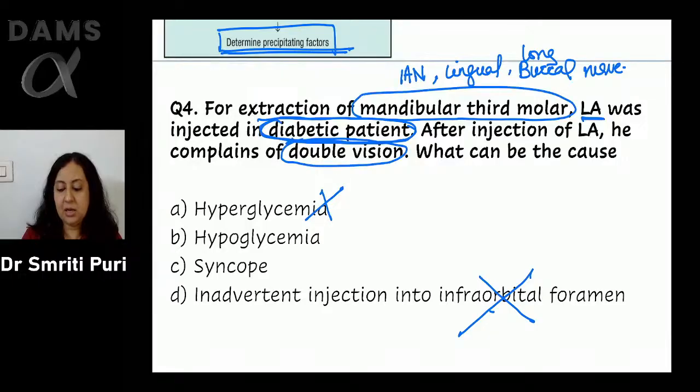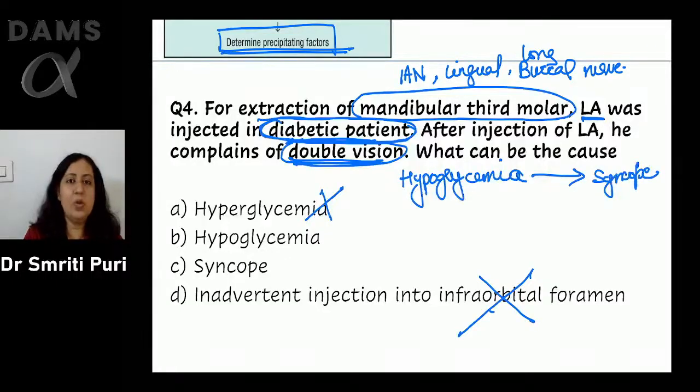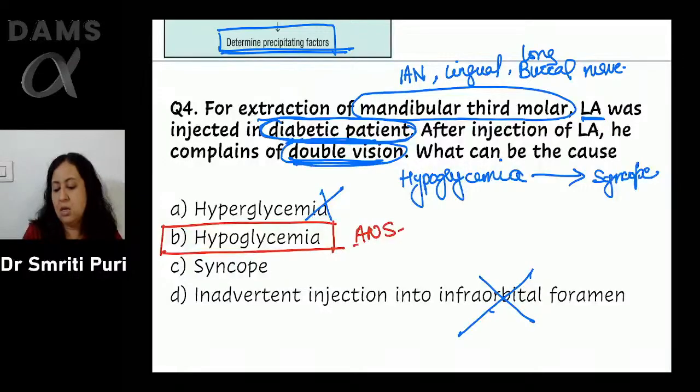Now, double vision can be due to syncope, but in a diabetic patient, hypoglycemia will be the cause of syncope. So a hypoglycemic event will lead to a syncope. So the better answer here is hypoglycemia, since the question has mentioned a diabetic patient. If the question does not mention a diabetic patient, you can go with syncope as your answer.